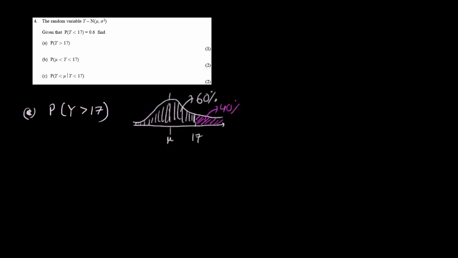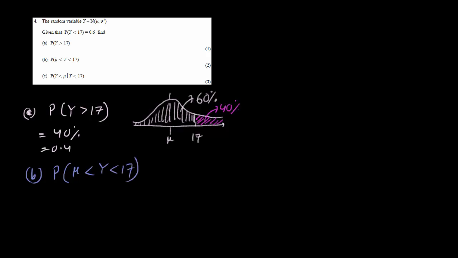So it is 1 mark. We shouldn't worry about the steps or anything. So we can write this is equal to 40% directly, or 0.4. No steps required. In question number B, we have to find the probability between mu and 17.